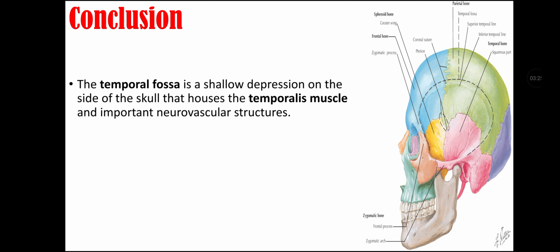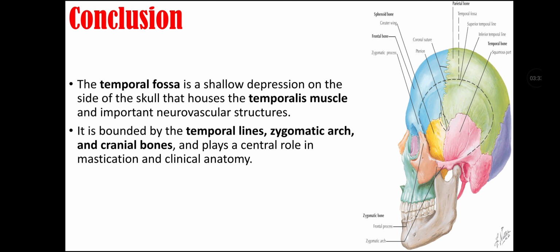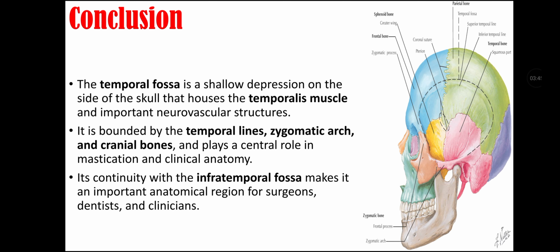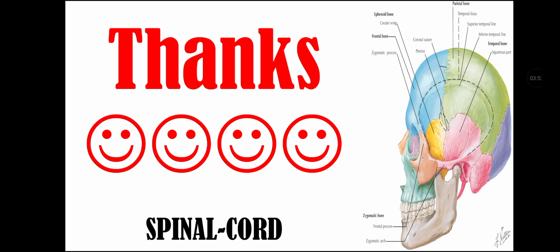Conclusion of this lecture video. Temporal fossa is a shallow depression on the side of skull that houses the temporalis muscle, that is an important neurovascular structure. And it is bounded by the temporal line, zygomatic arch, and cranial bones. And this plays a central role in mastication and clinical anatomy. Its continuity with the infratemporal fossa makes it an important anatomical region for surgeons, dentists, and clinicians. And this was all about temporal fossa.